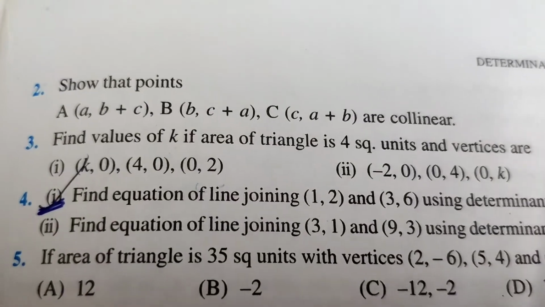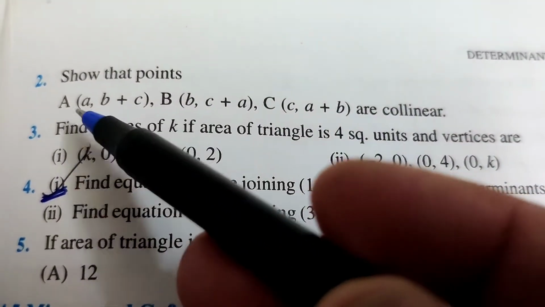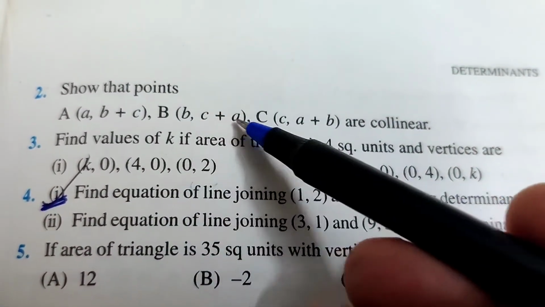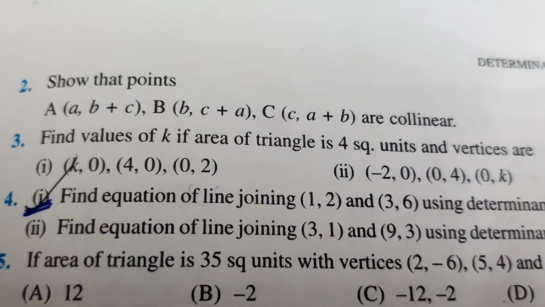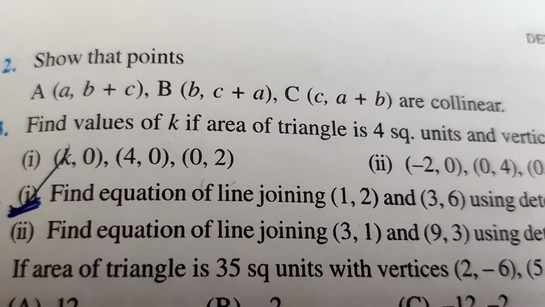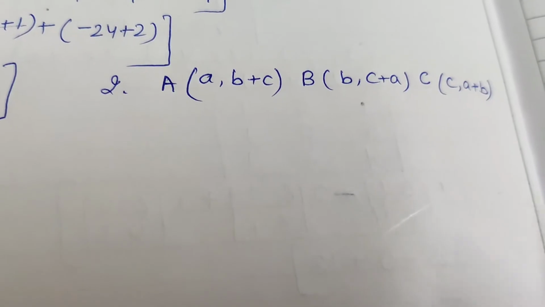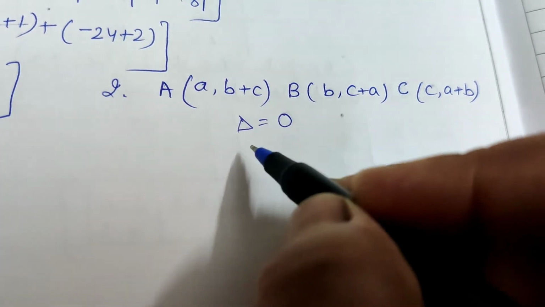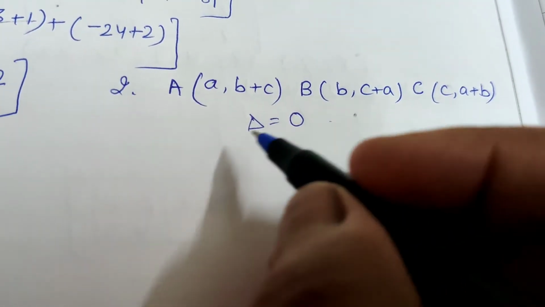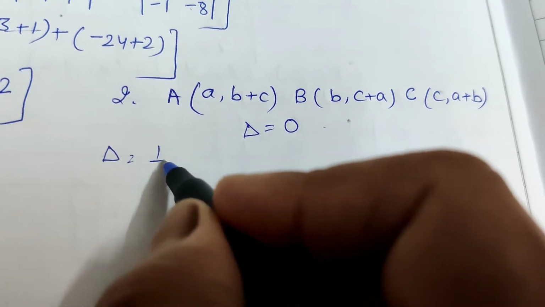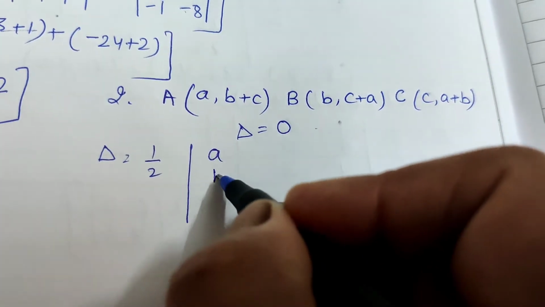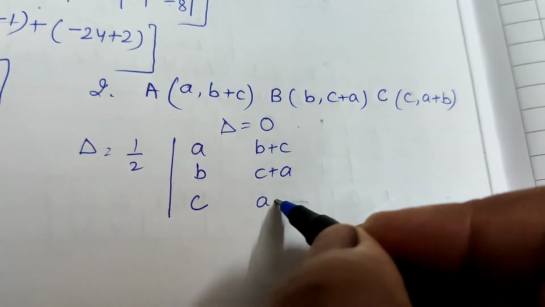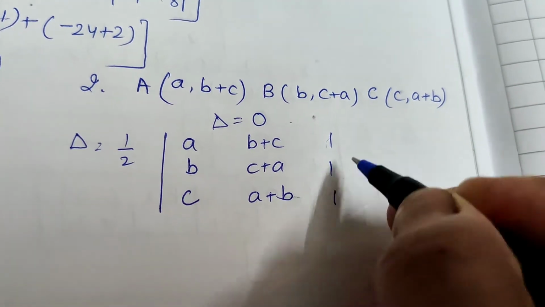Question number 2: show that the points A, B plus C; B, C plus A; and C, A plus B are collinear. For the points to be collinear, the area must equal 0, which means the value of the determinant equals 0. Now find half times the determinant with rows A, B, C... B plus C, C plus A, A plus B and 1, 1, 1.